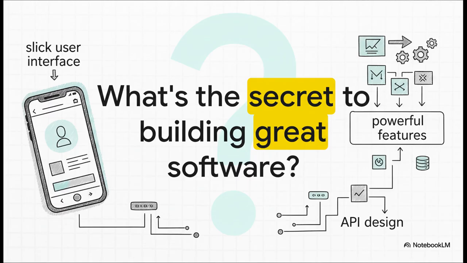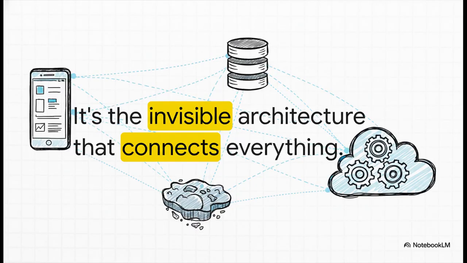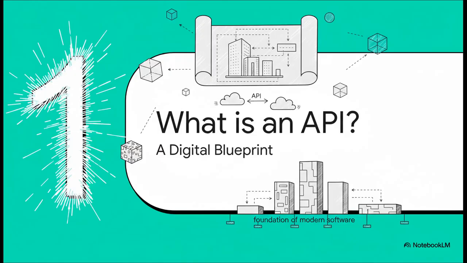So, let me ask you a big question right off the bat. What's the secret to building truly great software? Is it the flashy user interface? The killer features? Well, the thing is, it's actually something you can't even see. The real secret sauce, the magic, is in that invisible architecture that connects everything. It's the silent framework that makes it all just work. And that architecture, that blueprint for our digital building, that's what we call an API. And honestly, it's the absolute foundation of all modern software.